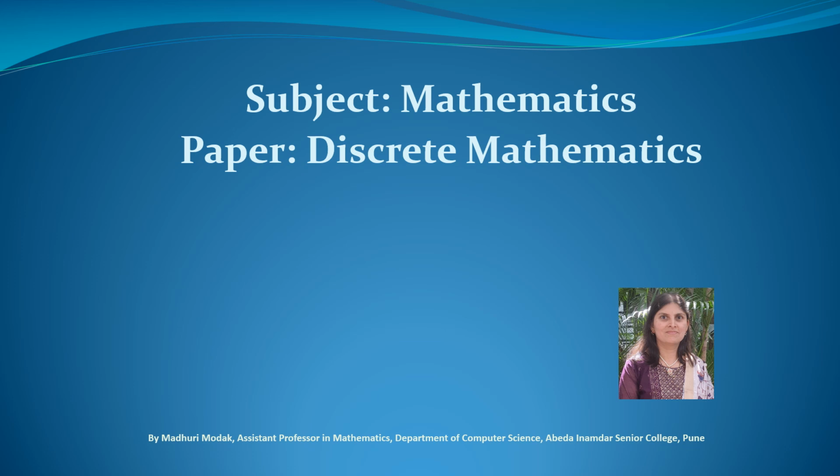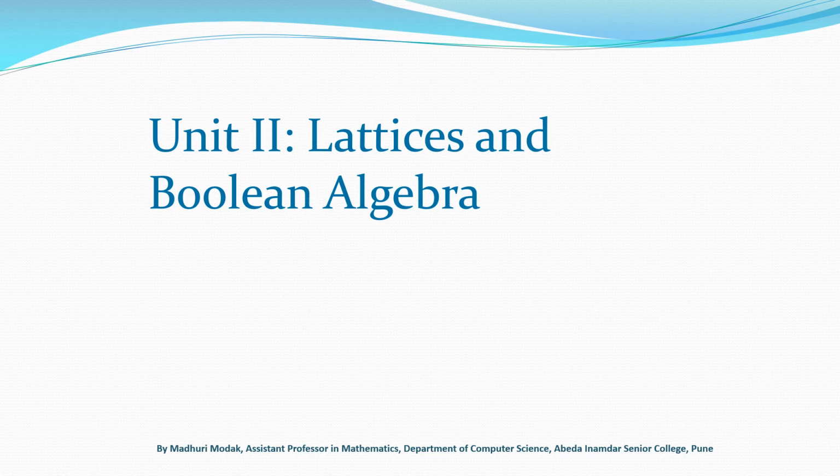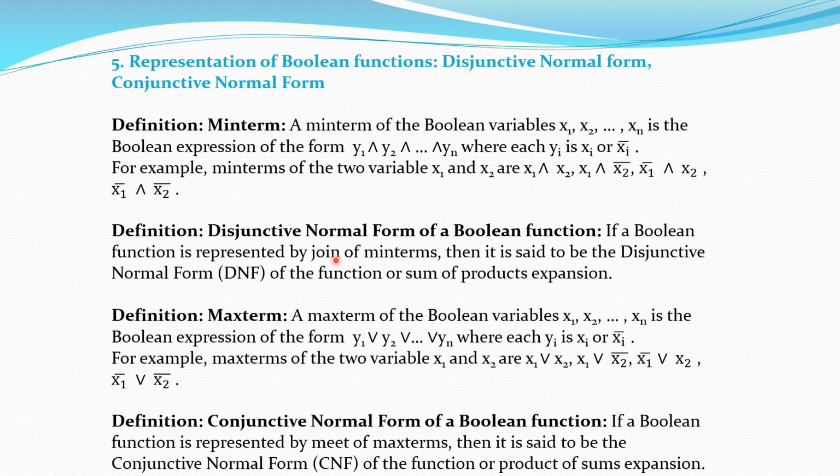Discrete mathematics is a very important branch of mathematics. Now we start with unit number 2 of discrete mathematics, that is lattices and Boolean algebra. Now next is representation of Boolean functions, disjunctive normal form DNF and conjunctive normal form, that is CNF.